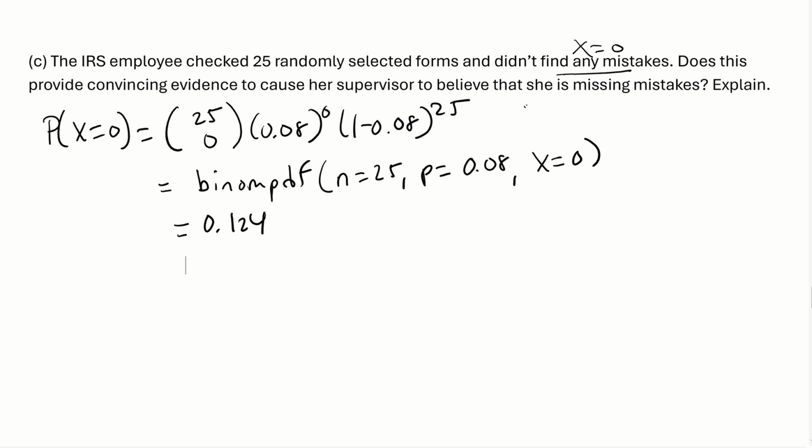All right, and then we got to compare that to 5%, right? So notice that this is 12.4%, which is greater than 5%. Remember, if it's less than 5%, we have convincing evidence because it's unlikely to happen. If it's greater than 5%, then it's likely to happen, and therefore it could have just occurred by chance, and we don't have enough evidence. Okay, but here it says this is not unusual enough.